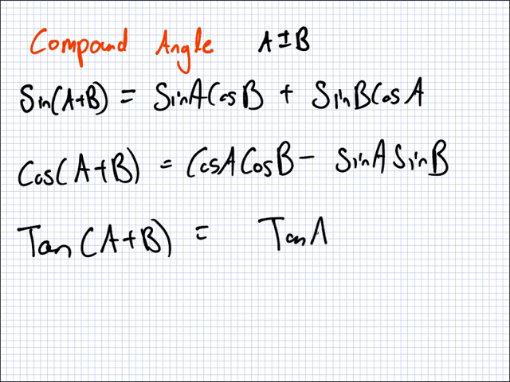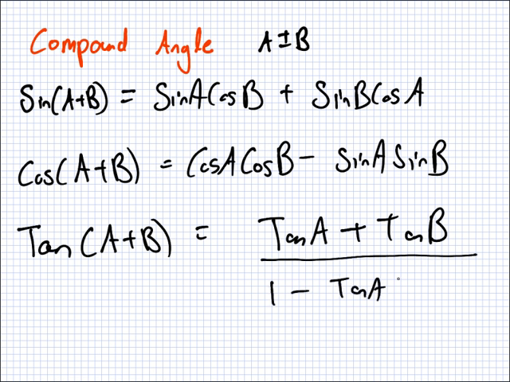Tan A plus tan B, over 1 minus tan A tan B. Now, look, if you need to make it a minus, watch. If this is a minus, this is a plus. If this is a minus, this is a minus, and that's a plus. So you actually have 6 formulas. And now we have some examples.